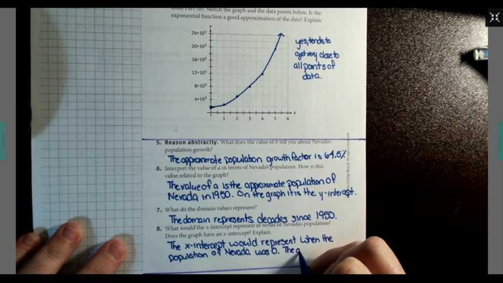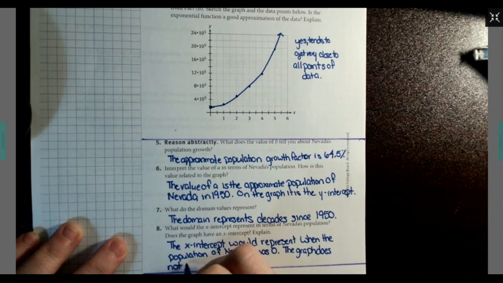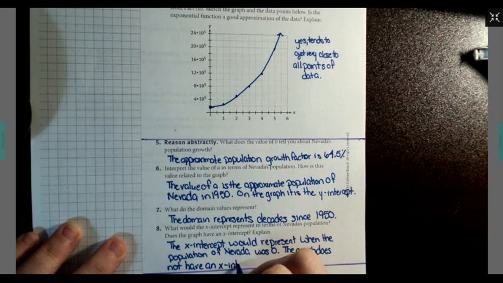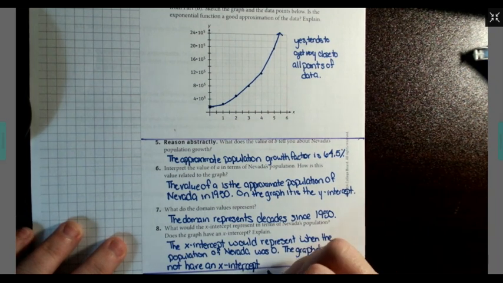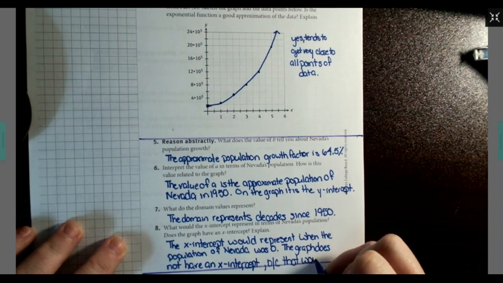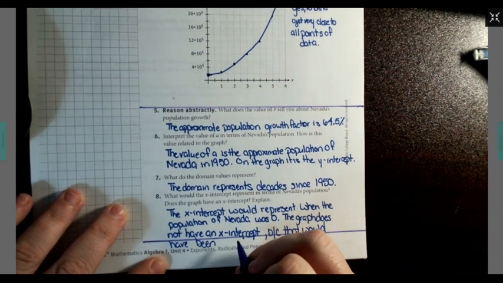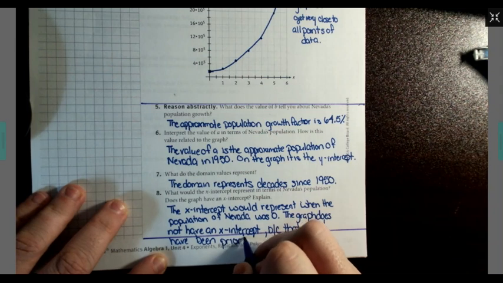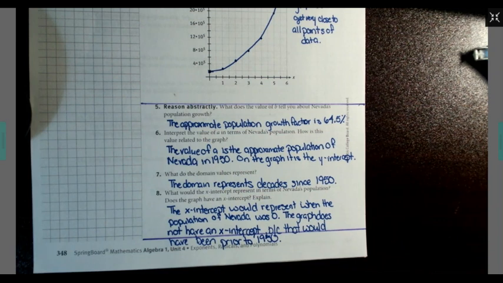The graph does not have an x-intercept because that would have been prior to 1950, when the population of Nevada was obviously zero.